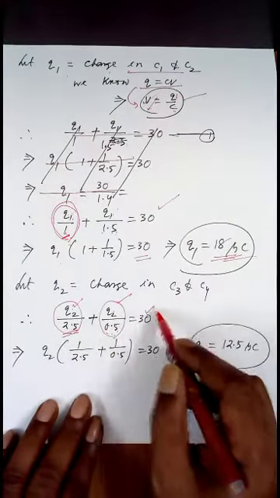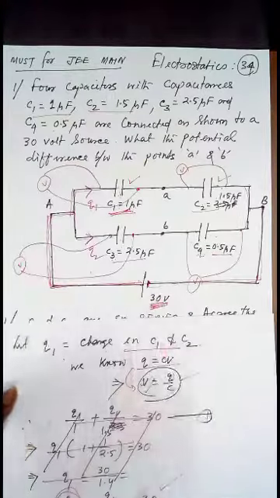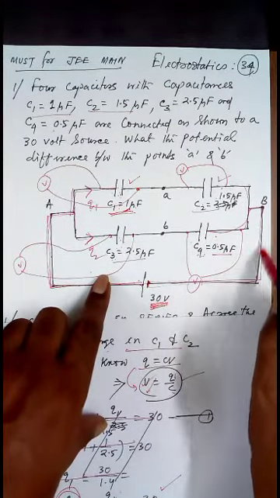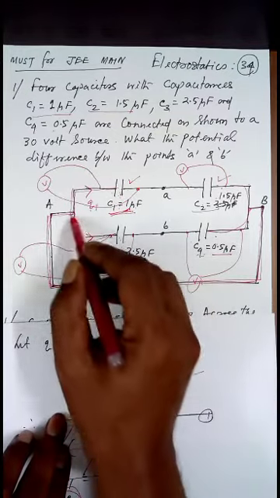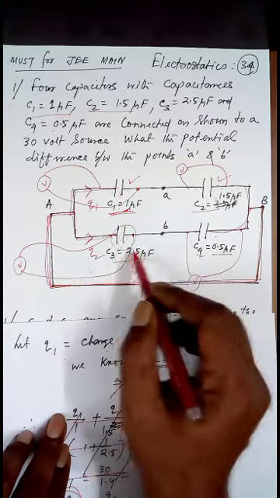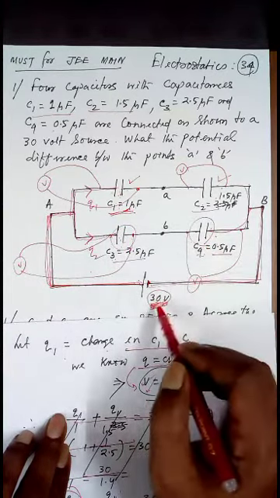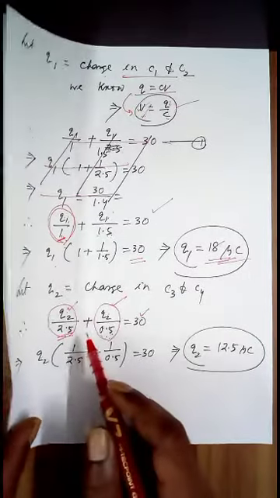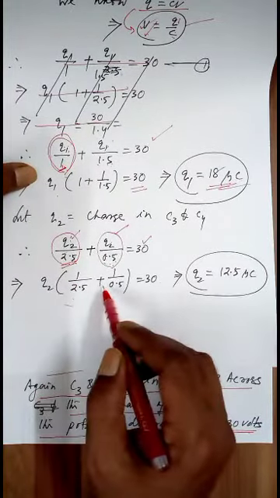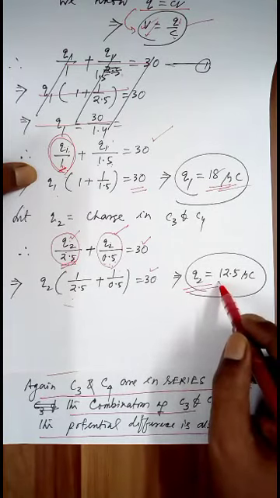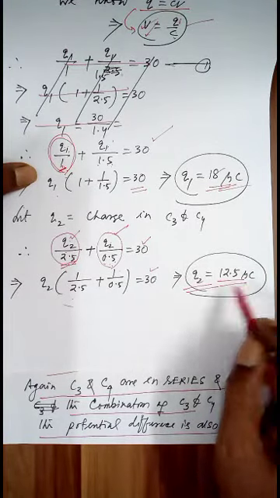Voltage plus voltage is equal to 30 volt. How is this 30? If you look, this as well as this is connected here and this is connected here, so that is 30 volt. So the potential drop here and the potential drop here, the sum of that is 30. So your second equation is, taking Q2 common, I am left with 1 by 2.5 plus 1 by 0.5, that is equal to 30. So cross multiplying, Q2 is equal to 12.5 microcoulomb.